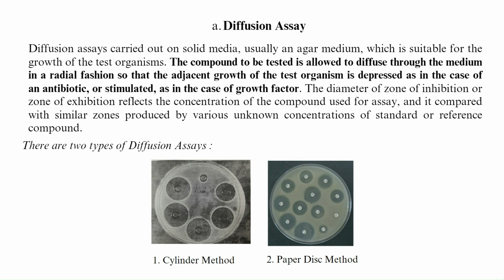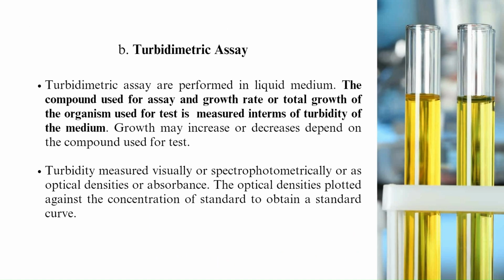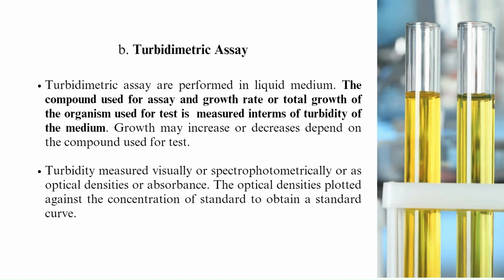There are two types of diffusion assays: cylinder method and paper disc method. Turbidimetric assay. Turbidimetric assays are performed in liquid medium. The compound used for assay and the growth rate or total growth of the organism used for the test is measured in terms of turbidity of the medium. Growth may increase or decrease depending on the compound used for the test. Turbidity is measured visually or spectrophotometrically, as optical density or absorbance. The optical densities are plotted against the concentration of standard to obtain a standard curve.